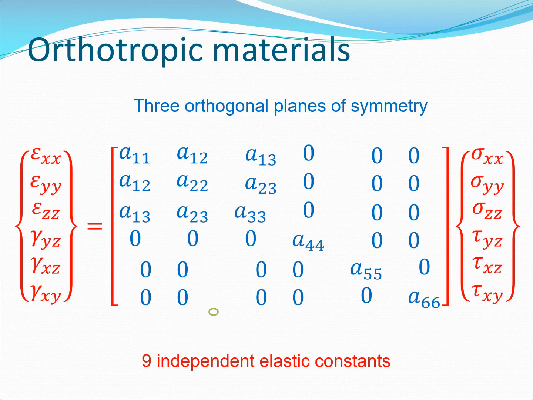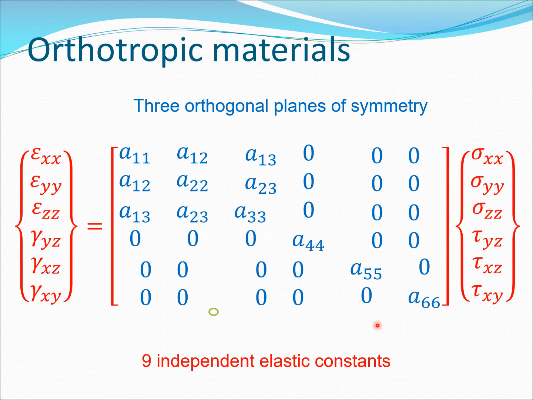The important special case which is very useful for composite materials is that of orthotropic materials. These materials have 3 orthogonal planes of symmetry. What happens with that is that many of the terms in the compliance matrix become 0. All these terms here become 0, these terms here become 0, and some terms here also become 0.